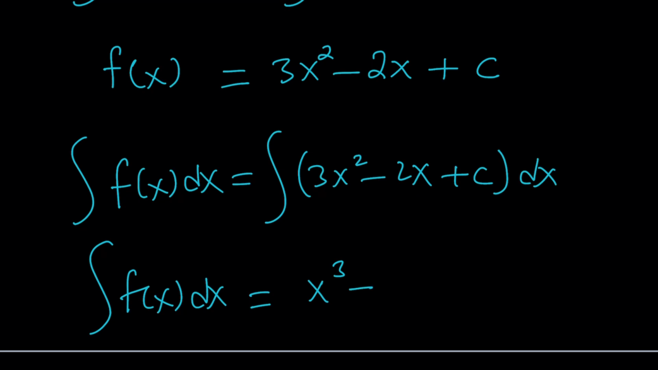The integral of 2x is just x squared. Remember the power rule. It's just going to be x squared divided by 2, but you're supposed to multiply by 2. That gives you 2x squared over 2, which is x squared. Or you can just think about the antiderivative of 2x.